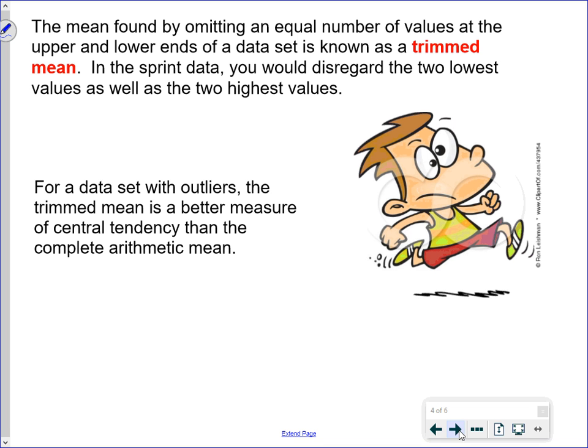So for a data set with outliers, the trimmed mean is a better measure of central tendency than the complete arithmetic mean. So the trimmed mean is more accurate than the mean that we would find with all of the values included.